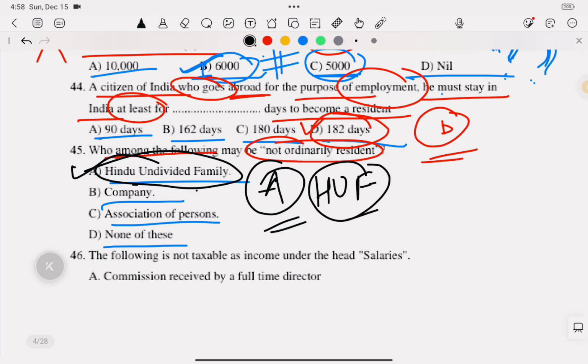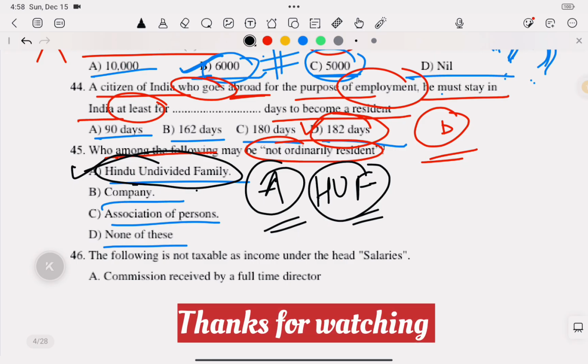That means Hindu undivided family may be not ordinary resident, but the others are all ordinary resident. Company, association of persons and all these are ordinary resident, but Hindu undivided family may be not ordinary resident. So in this case the correct option would be option A.